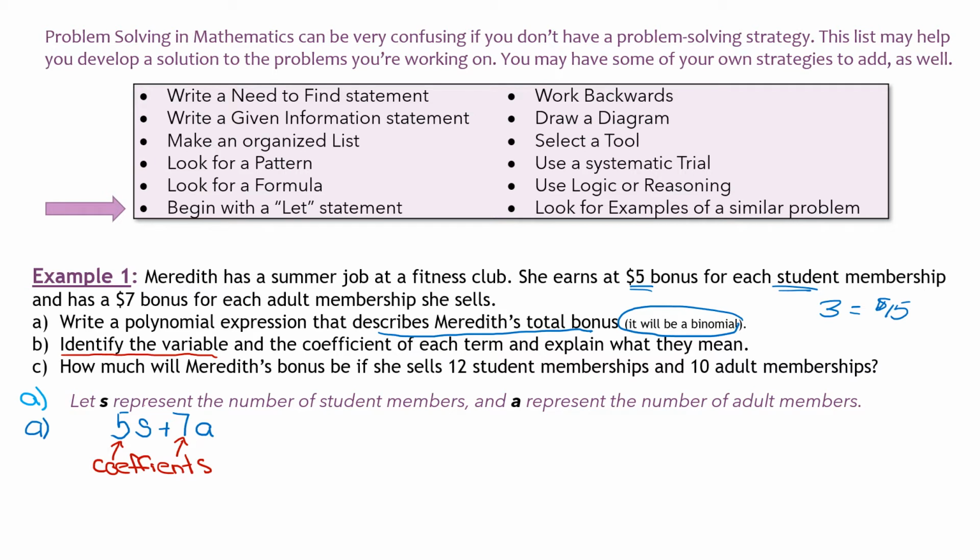Part C, how much will Meredith's bonus be if she sells 12 student memberships and 10 adult memberships? How much will her bonus be? So this is part C. Let's use purple. Part C. How much will her bonus be? Remember the equation we had? We had a B in front of it first. I'll put it back. You don't have to have that B there, but her bonus is equal to 5S plus 7A. So I just put brackets around it.